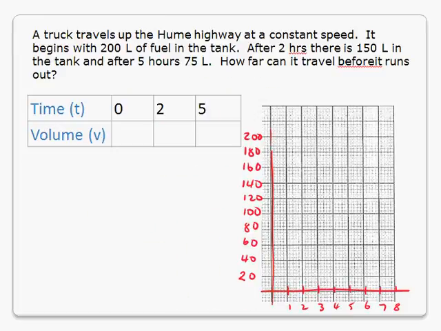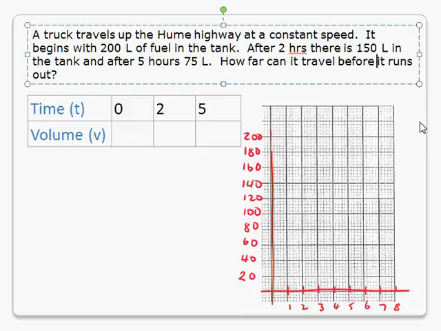Let's just look at one more example. In this case I'm travelling up the Hume Highway in my truck. I'm travelling at a constant speed, so the assumption there is I'm using a constant amount of fuel as I travel up the highway. I'm beginning with 200 litres of fuel in the tank, and after 2 hours I check the fuel. I only have 150 litres left. I go another few hours, and after 5 hours I've only got 75 litres left in the tank. I want to know how long it's going to take before I run out. Just fix that spelling mistake.